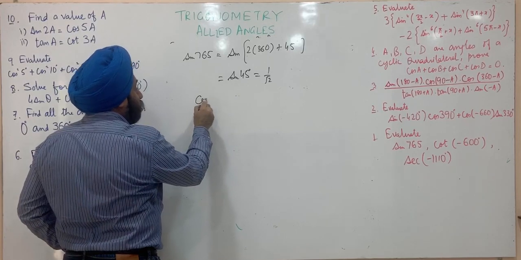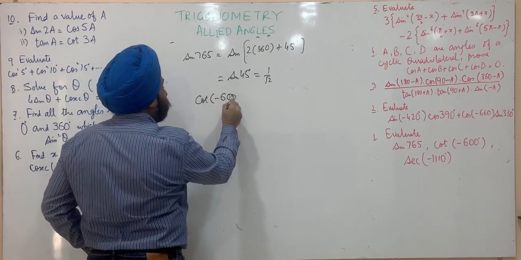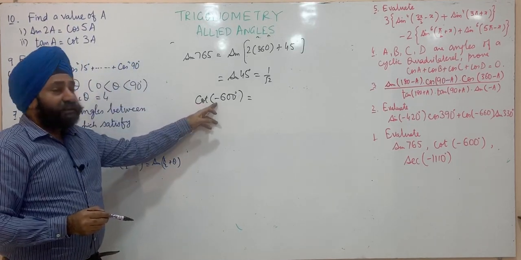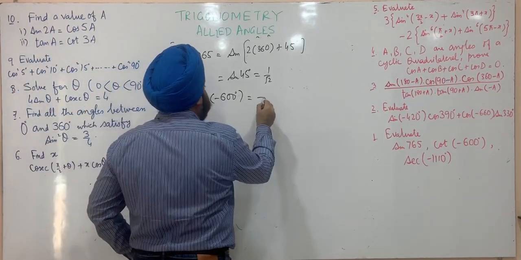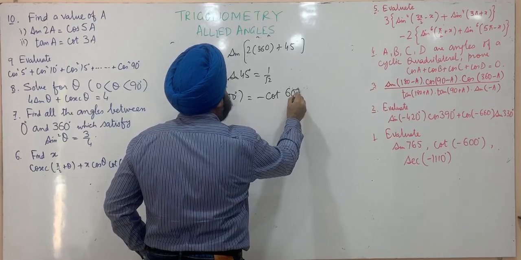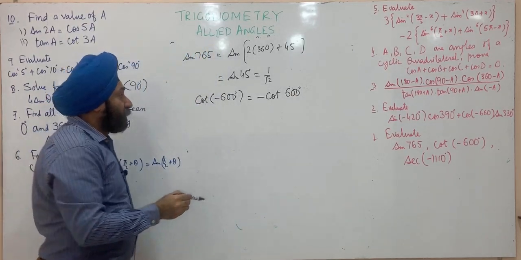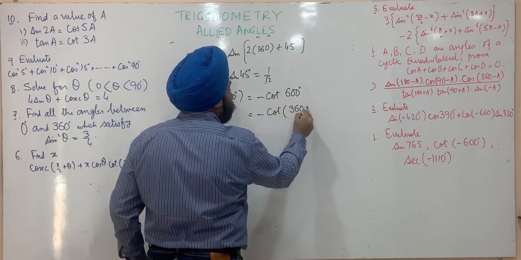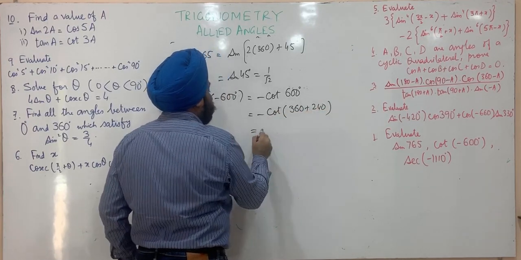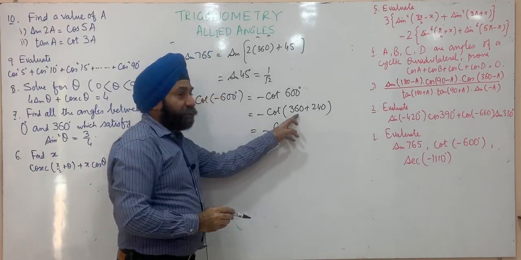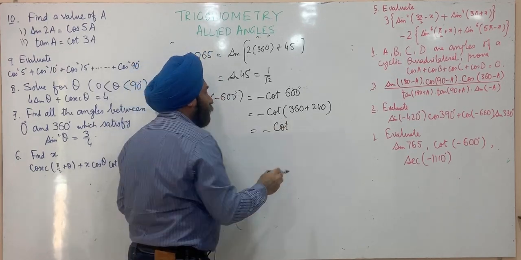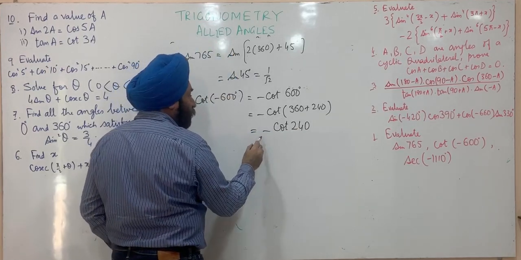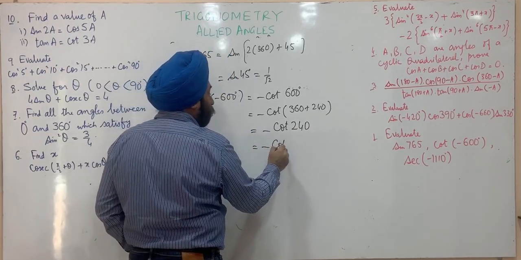Next, cot of minus 600. Cot of minus 600 is minus cot of 600. Then minus cot of 600 is 360 plus 240. So this is minus cot of 240, as this is a multiple of 360 degrees. We leave this and it's minus cot of 240.